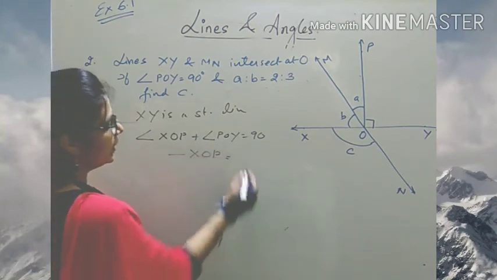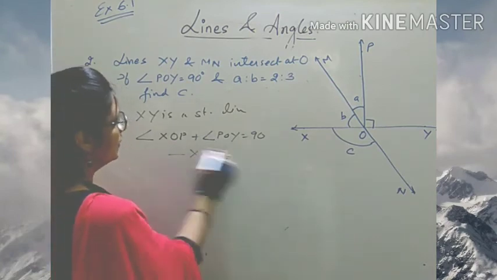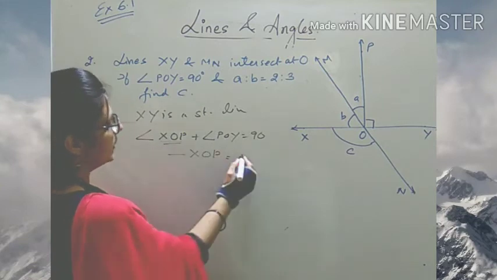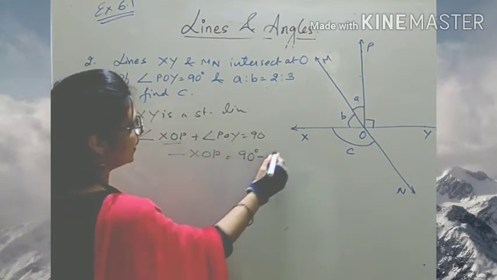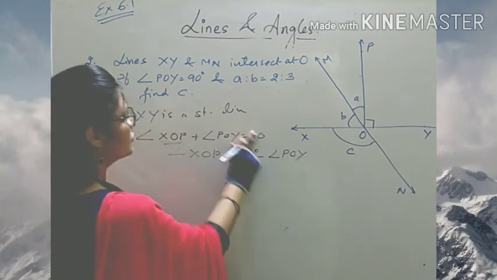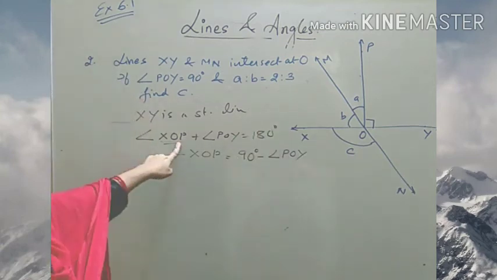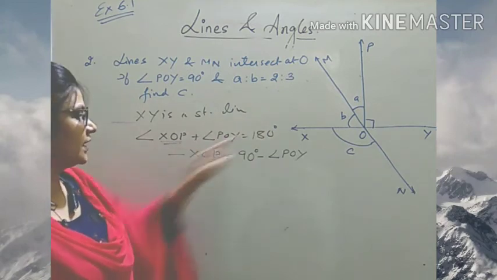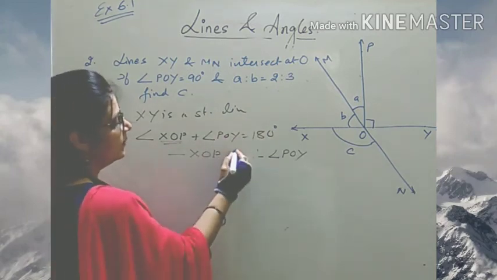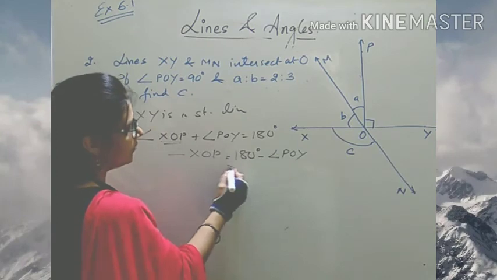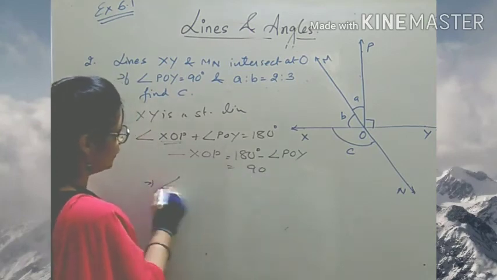What will be XOP? It will be 90 minus POY. Sorry, this is 180 degree. Linear pair हुआ ना? XOP plus POY will be 180 degree. So what is XOP? It is 180 minus POY, which is equal to 90. So thus what we have got?